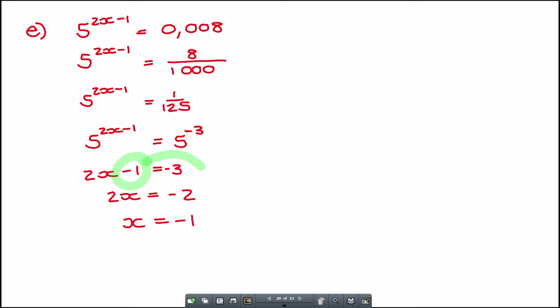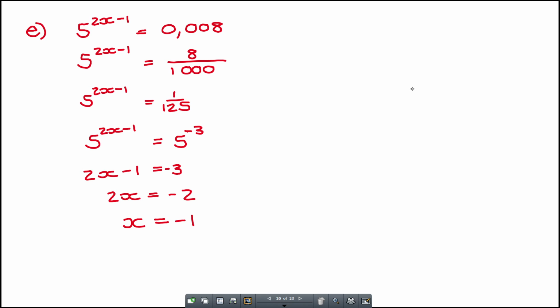So I take the minus 1 over and it becomes plus 1. That's how I get, because minus 3 plus 1 will give me minus 2. Do you guys understand? Now I want to get rid of that coefficient, so I divide by 2. And minus 2 divided by 2 gave me minus 1. Any questions? Yeah? This one.